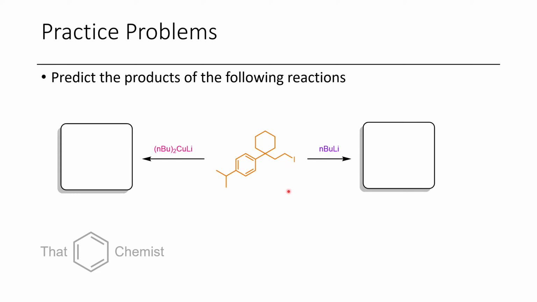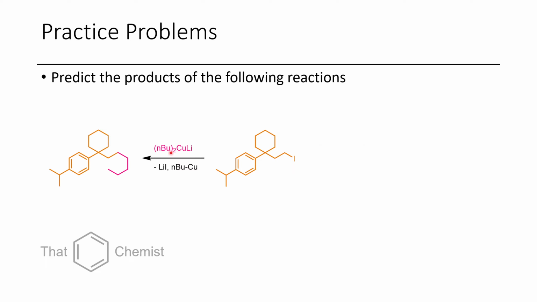In this final example, we have this primary alkyl iodide, and in one set of conditions, we treat it with a cuprate. In another set of conditions, we treat it just with a lithium species. So this cuprate on the left would actually be derived from N-butyllithium, two equivalents in the presence of a copper salt, such as copper 1 bromide.